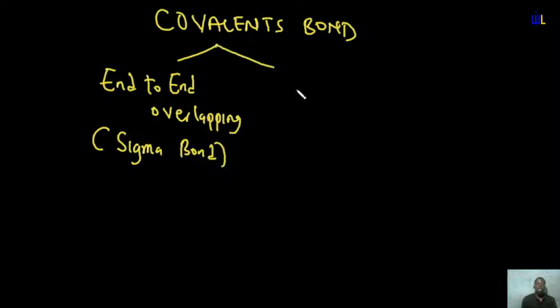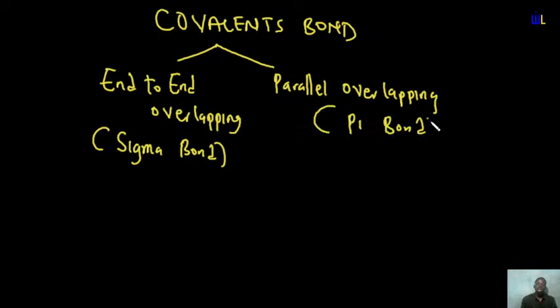While the second one in covalent bond is what we refer to as parallel overlapping. Parallel overlapping basically leads to the formation of our pi bond. And I'm going to continue by explaining these things in detail as I did initially.